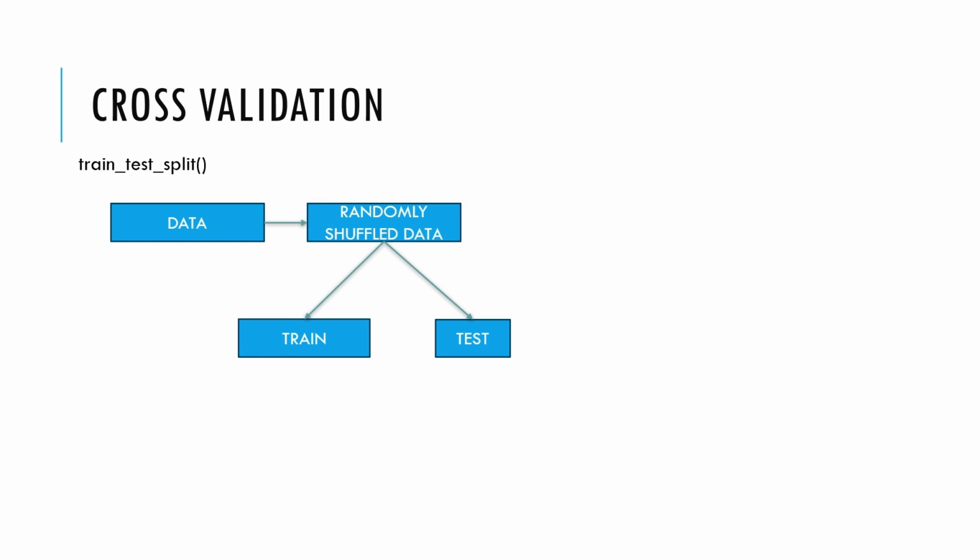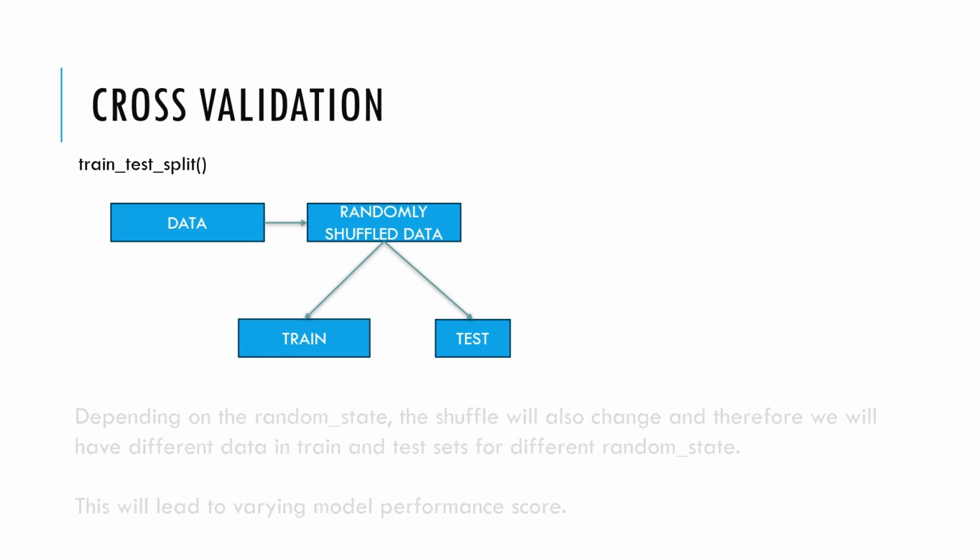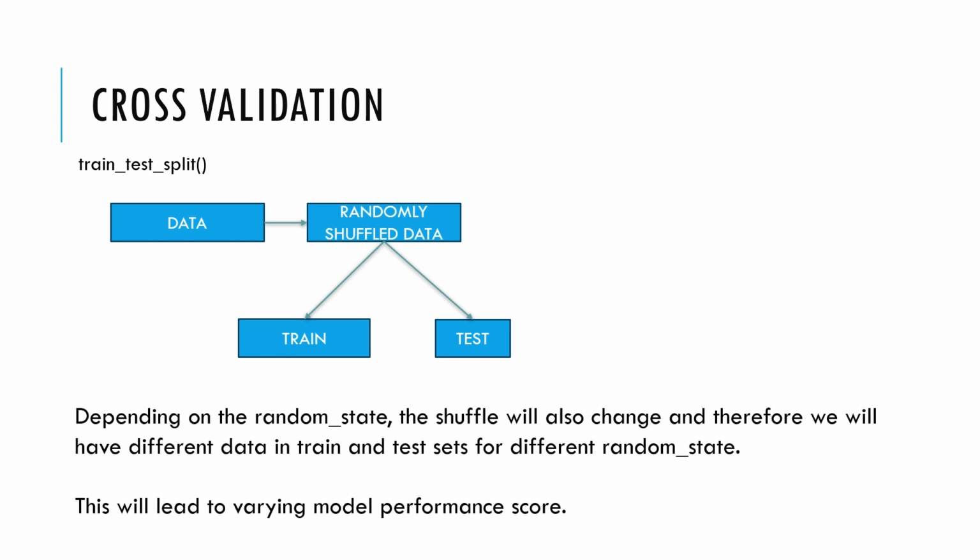Depending on the value of the random state parameter in the train-test-split method, the shuffle will also change. This will result in different data points in train and test sets for different values of random state, and thus lead to varying model performance.